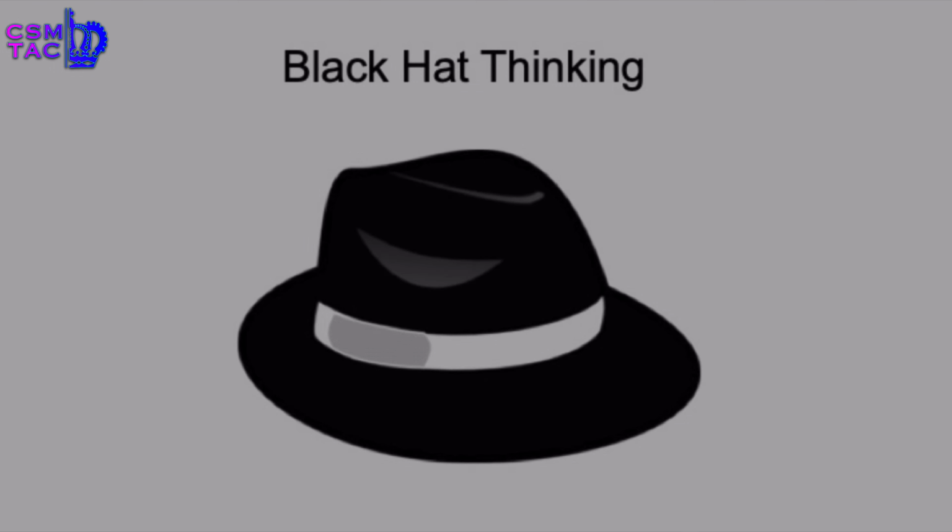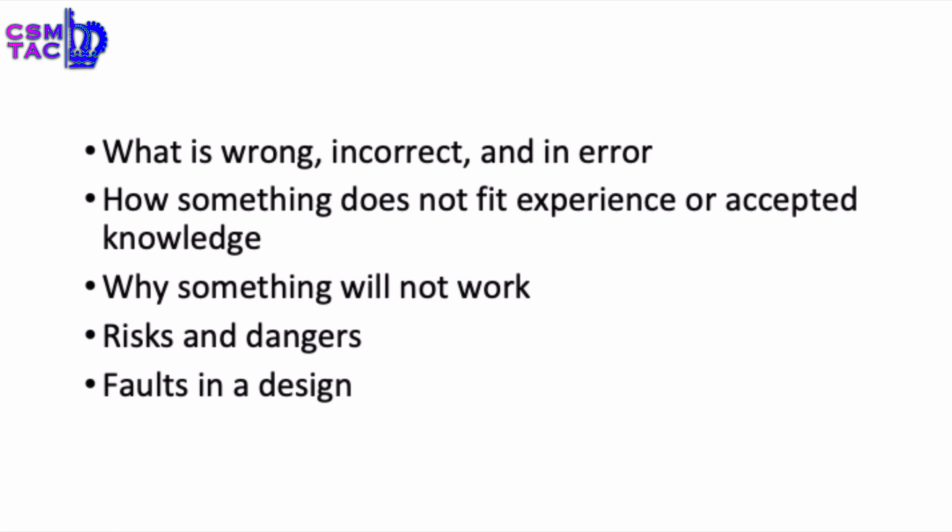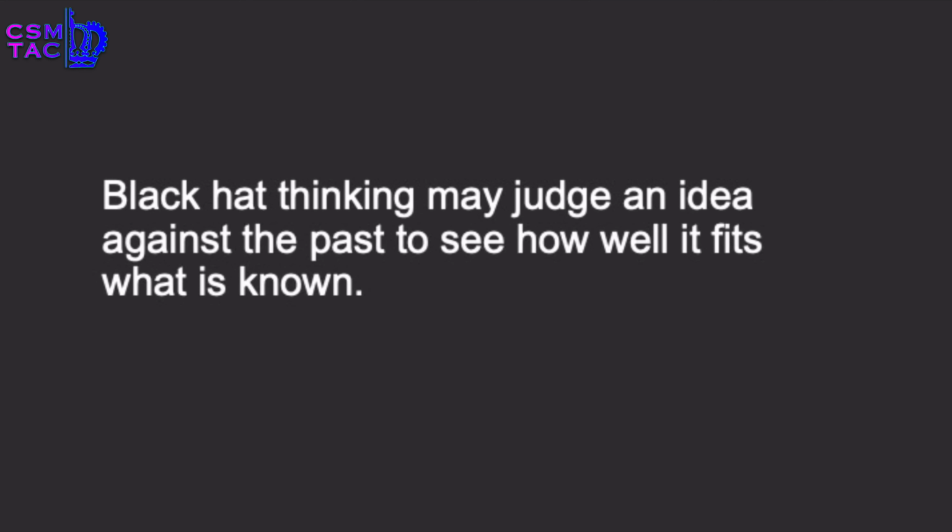Next is black hat thinking. Black hat thinking is specifically concerned with negative assessment. The black hat thinker points out what is wrong, incorrect, and in error, how something does not fit experience or accepted knowledge, why something will not work, risks and dangers, faults in a design. Black hat thinking is not argumentative and should never be seen as such. It is an objective attempt to put the negative elements onto the map.